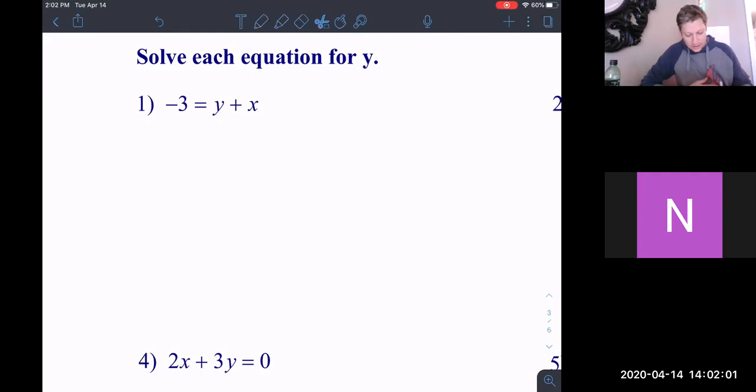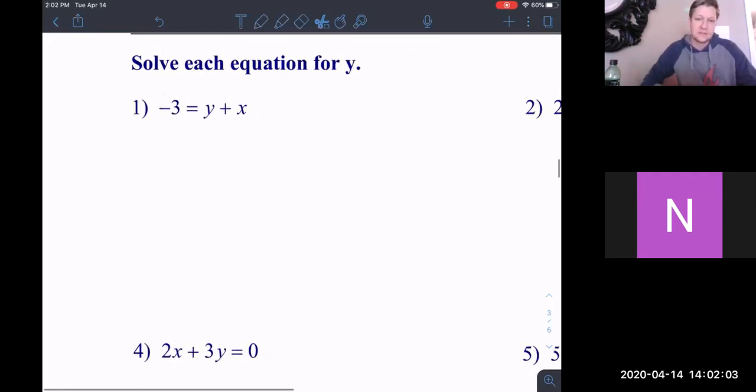All right. So let's start with number one here, because this is a nice simple one to get us started. Okay. So Natalie, can you tell me what it means to solve an equation for y? Like, what are we really?